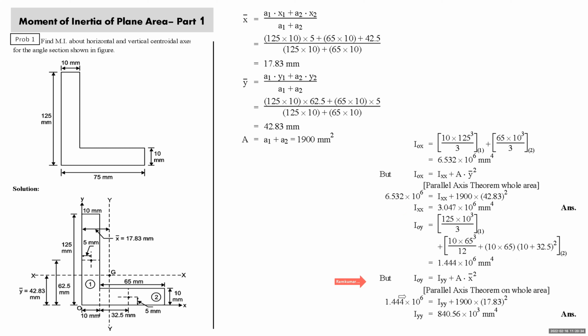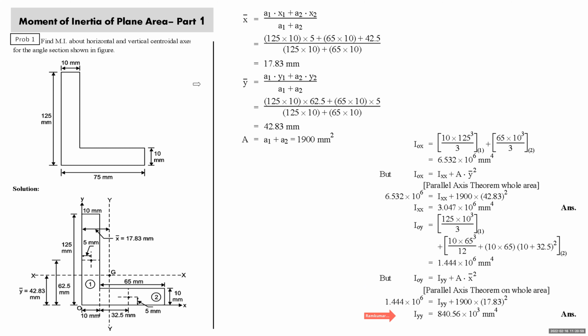But we know that using the parallel axis theorem on the composite area, IOY is equal to IYY plus A x bar square, right? IOY is known to you, area is known to you, x bar is known to you. What is x bar? We have already marked it on the diagram, 17.83. So substitute the value of IOY, area, and x bar. You get IYY, that is 840.56 into 10 raised to 3 mm raised to 4.